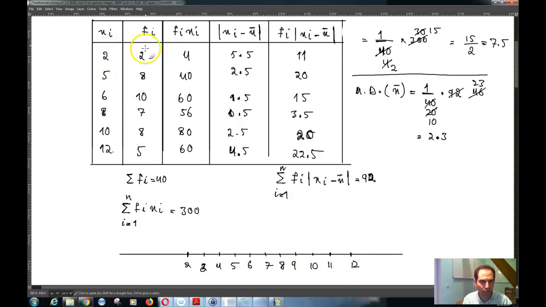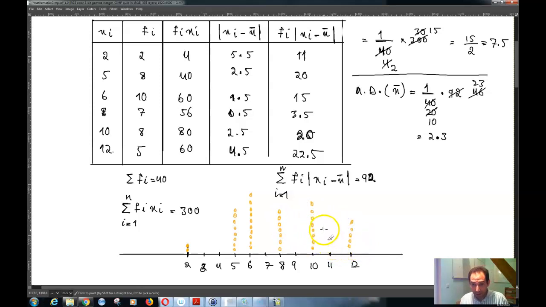At 2, the frequency is 2, so you get 2 points here, meaning that you have 2 observations here. At 5, you have 8. At 6, you have 10. At 8, you have 7. At 10, you have 8. And at 12, you have 5.